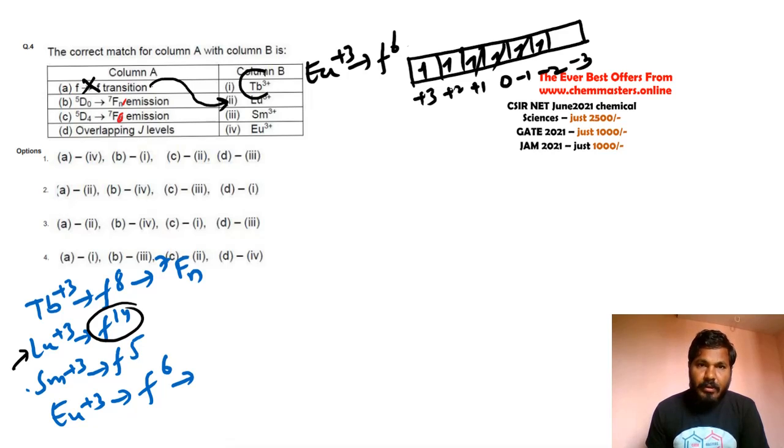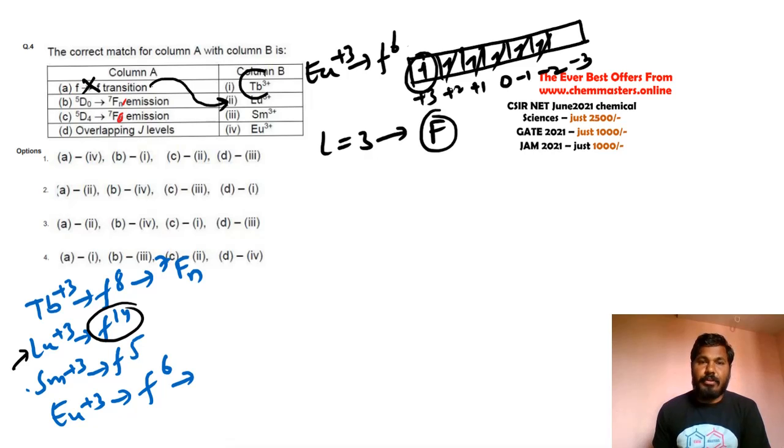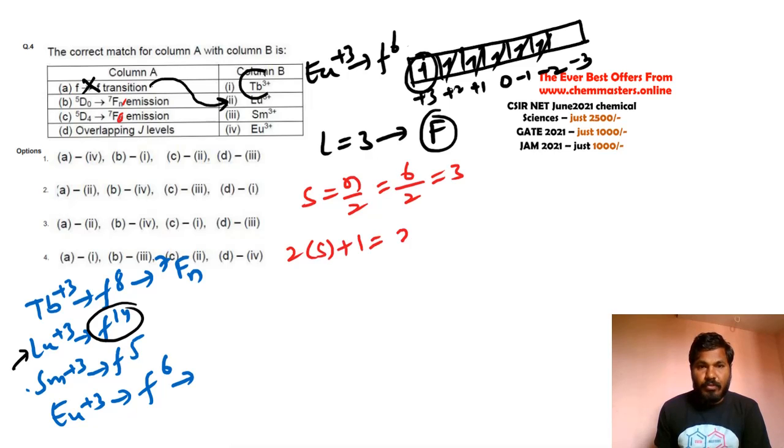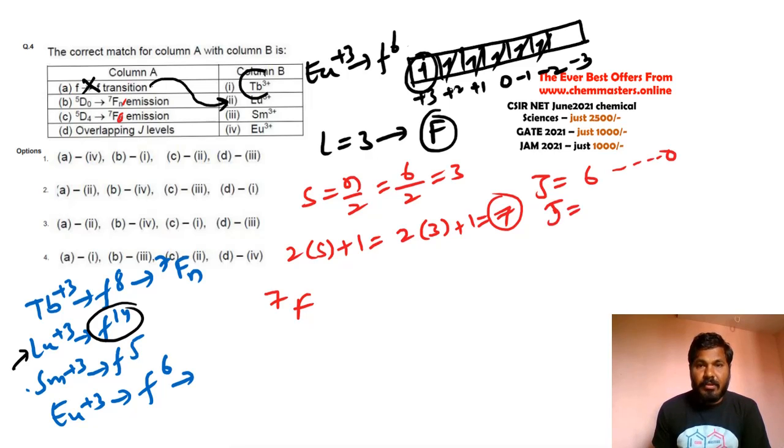So 1 and 1, 2 and 2, and here we have one electron in 3. So L equals 3, which indicates the F term. After finding this, we need to find S. So spin is equal to n by 2, and how many unpaired electrons are there? 6. So 6 by 2 equals 3. Now 2S plus 1 equals 2 into 3 plus 1, which equals 7. That's why here it is also showing 7F, and the J value can also go from 6 to 0. That's why we can take it as n here.